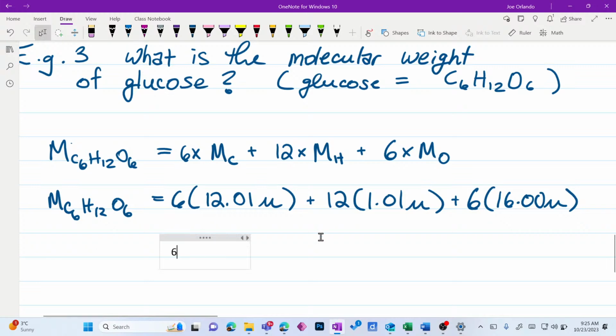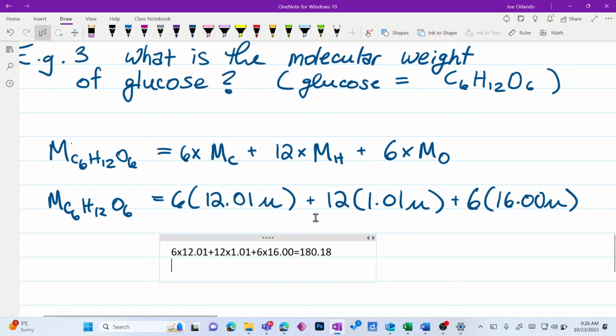No. We're going to just do the math. 6 times 12.01, plus 1.01 times 12, plus 16 times 6, plus 16. Don't worry, how you did it is totally fine. I'm going to show it in the same order I wrote it here, so if people come back and look at this note, the order makes sense, but what you're doing is just as good, makes no difference.